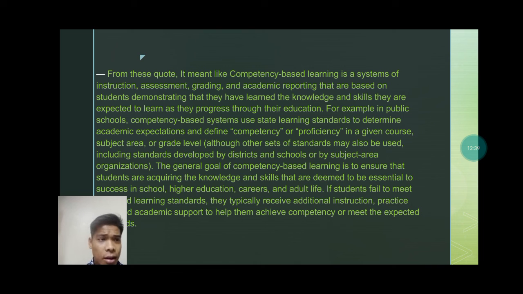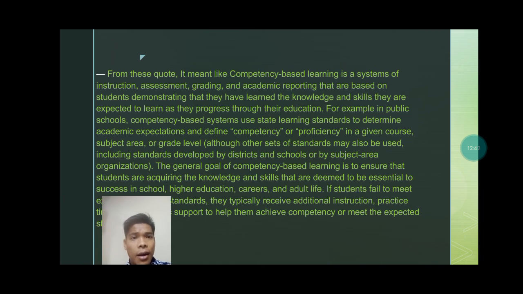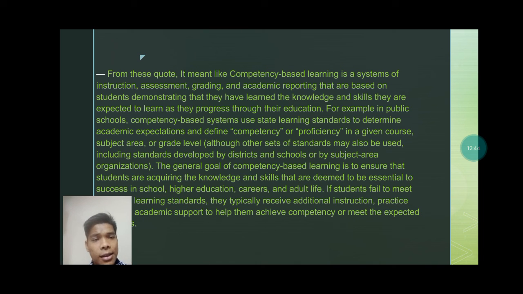If students fail to meet the expected learning standards, they typically receive additional instruction, practice time, and academic support to help them achieve competencies and meet the expected standards.